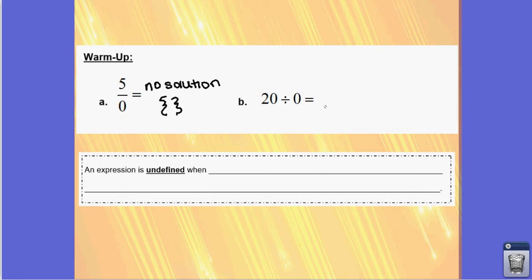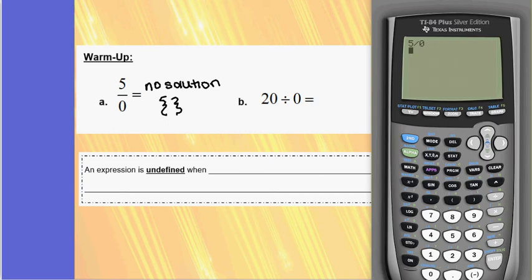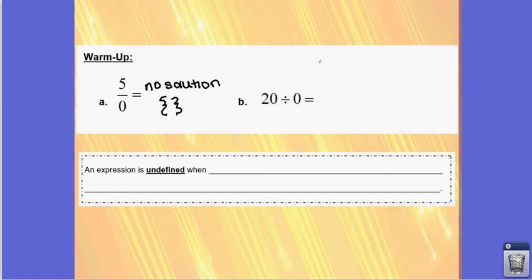Okay, the next one. 20 divided by 0. If I had 20 students in a class, could I divide them into groups of 0? No. Again, if I try 20 divided by 0, the calculator should generate the same error message, which it does. So here, we're going to write no solution as well. I can also use the null set symbol.